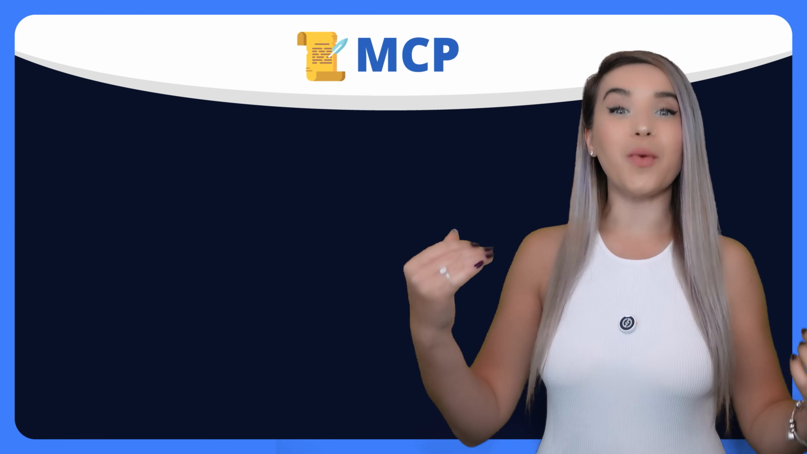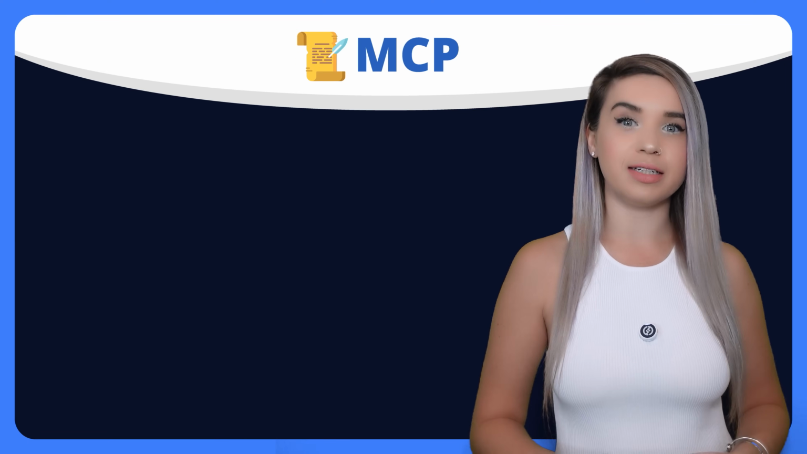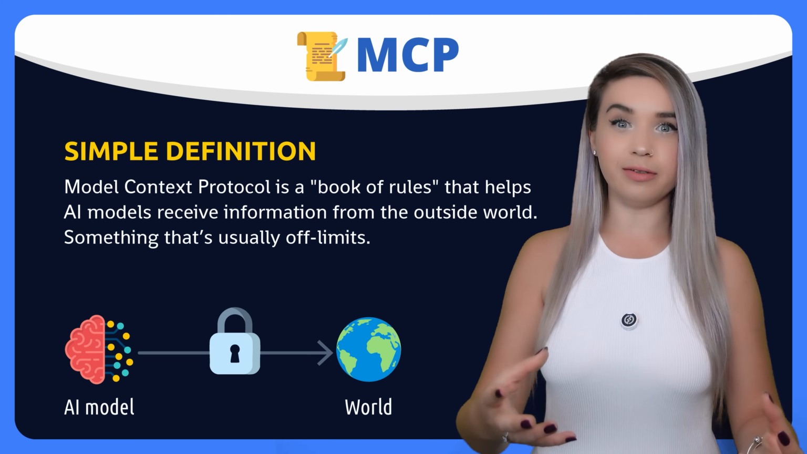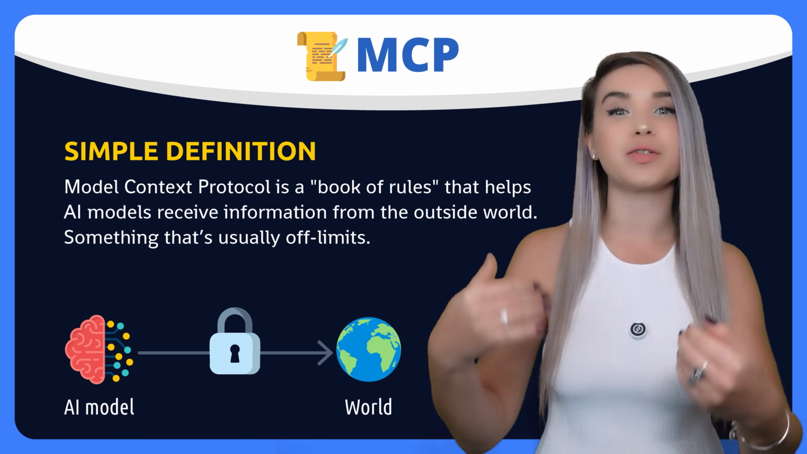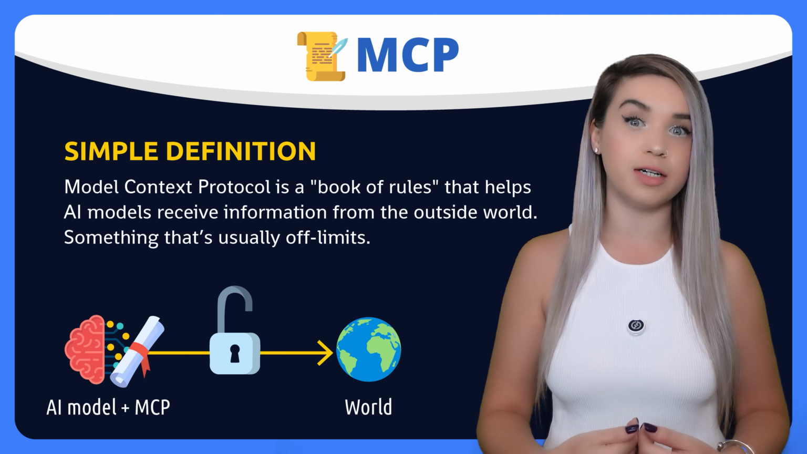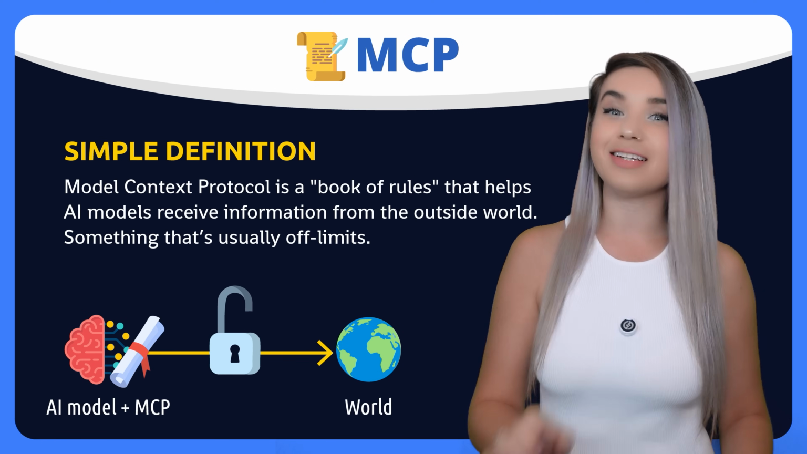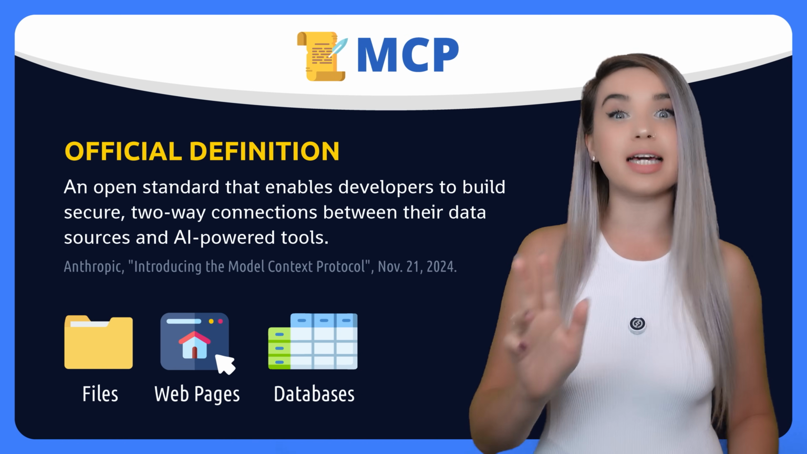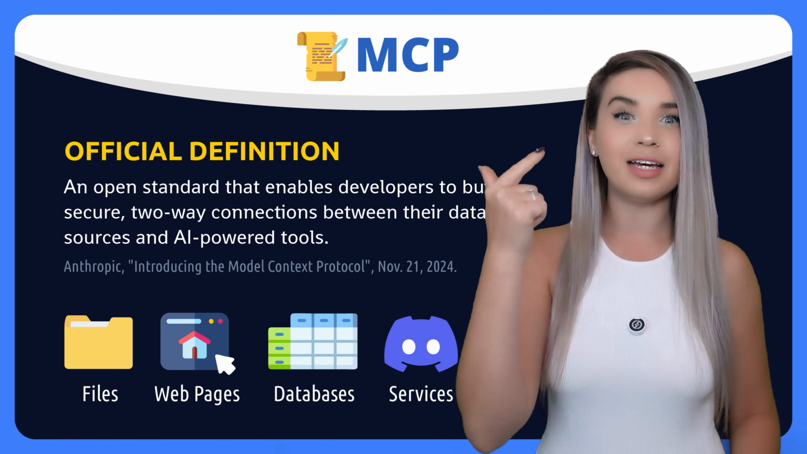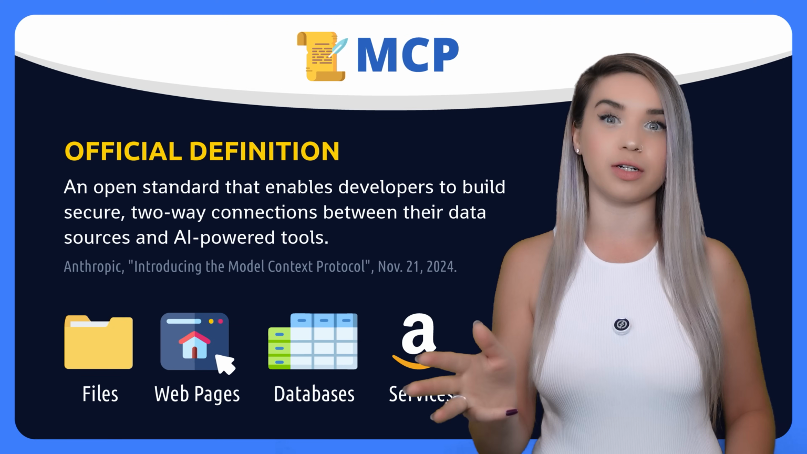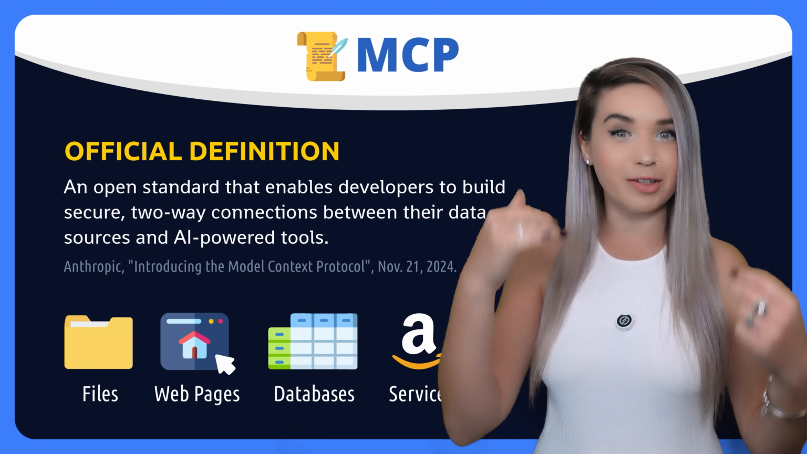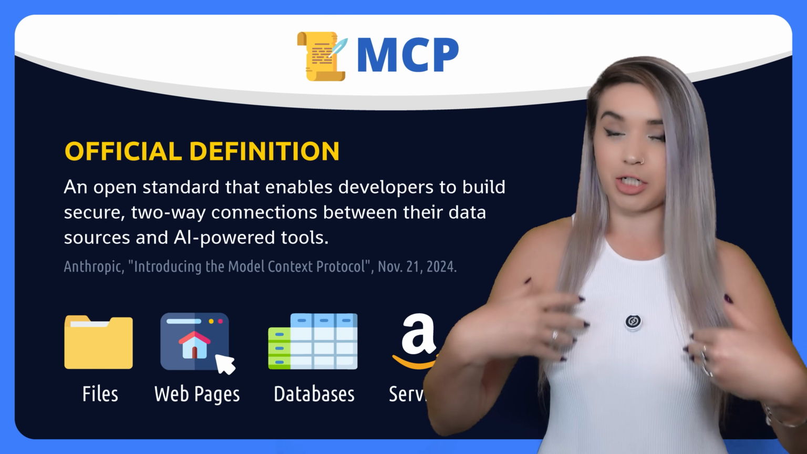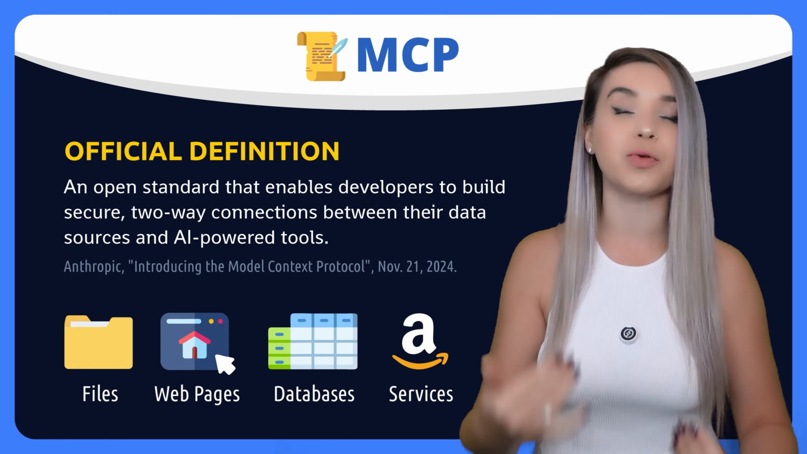So first of all, what exactly is an MCP? MCP stands for Model Context Protocol. It's like a manual or a handbook that helps AI models receive information from the outside world, which is usually off-limits. This information could be files, web pages, or databases, or it can also be services like Discord, GitHub, Shopify, or Amazon. Basically, anything that the model doesn't already know. So no need for training or fine-tuning, just send it the resource and the model will read it.